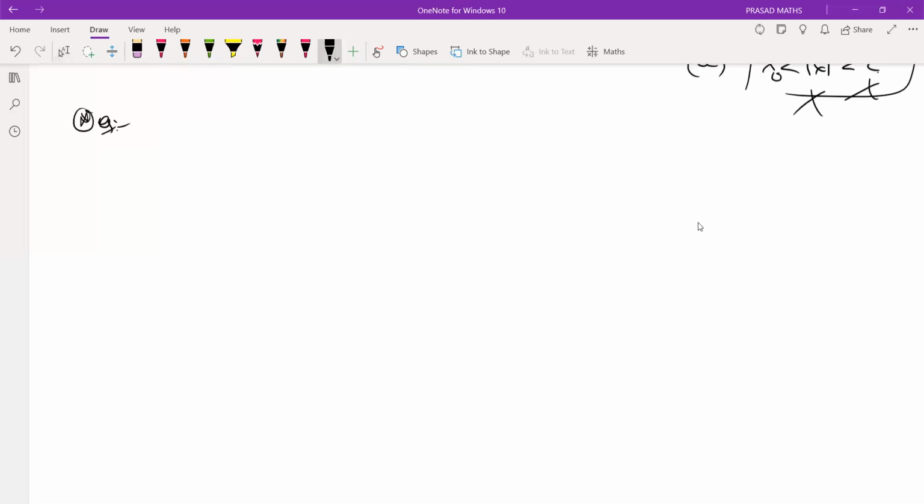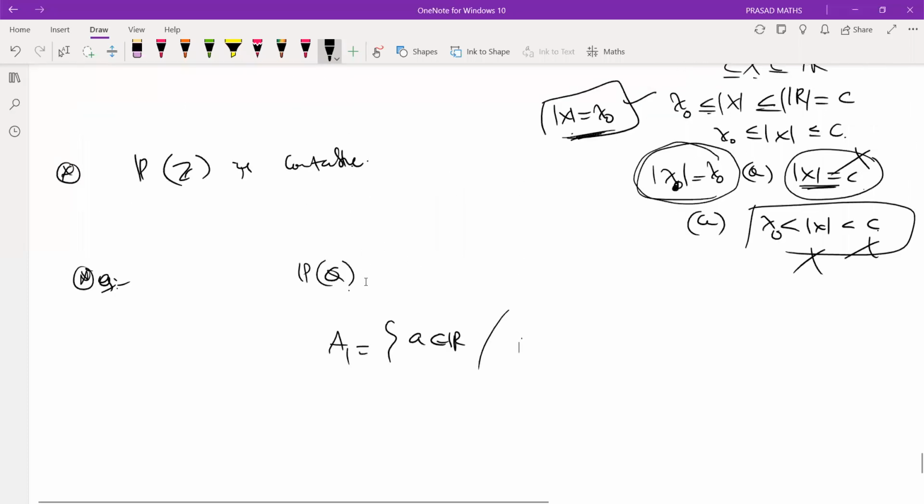Next, suppose you take the set of all polynomials over Q. I have taken polynomials over Q. Suppose my set is the set of all real numbers or complex numbers such that. Remember, I said this is countable. Since it is countable, what are the elements in it?